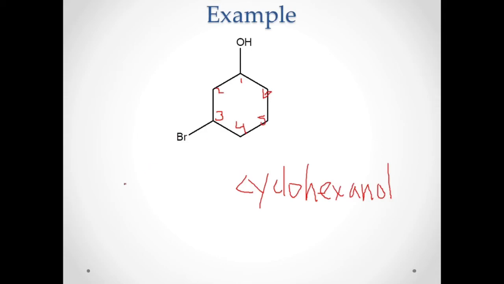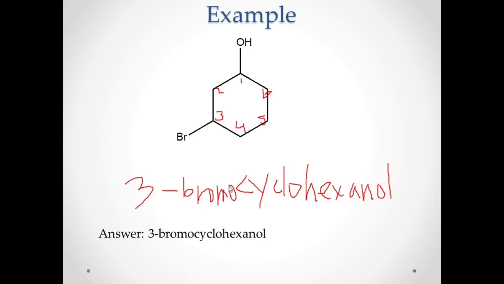You just proceed to the substituents. That becomes 3-bromo cyclohexanol. Very good. So this will now be 3-bromo cyclohexanol, not 3-bromo 1-cyclohexanol, because it is understandable that your OH should be on carbon number 1. So the answer would be 3-bromo cyclohexanol. Correct.